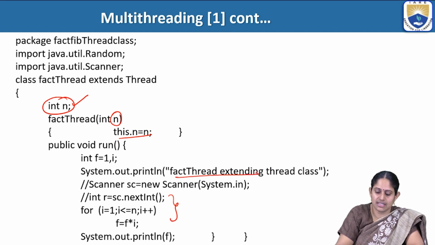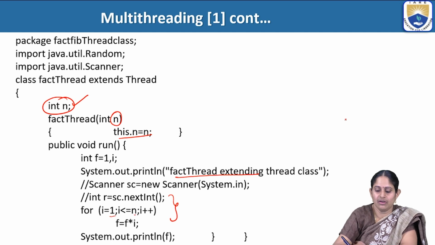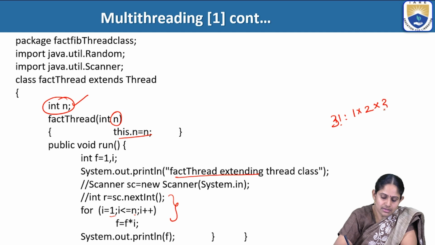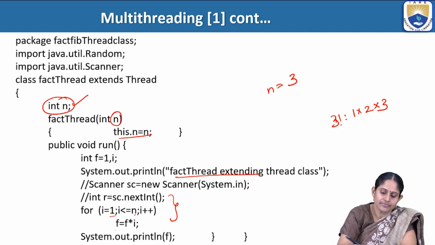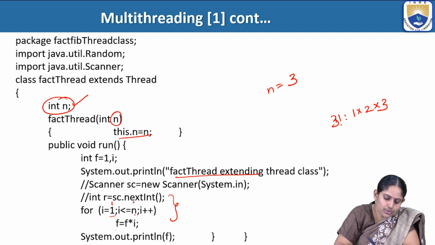First the statement factorial thread extending the thread class will be displayed, and then the factorial will start from 1 to n. So 3 factorial means what? It is 1 into 2 into 3. In our case, f is starting from 1 and i is going from 1. Let's say we want to find 3 factorial. So n is 3. Since the n value was 3, i will go from 1 to 3.